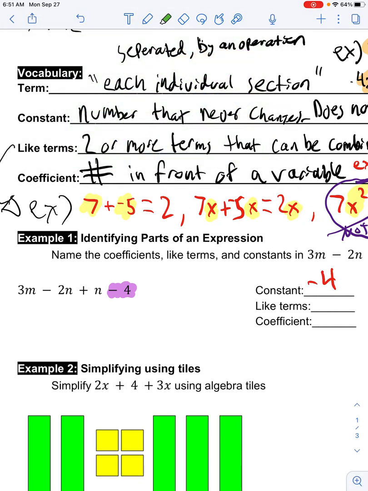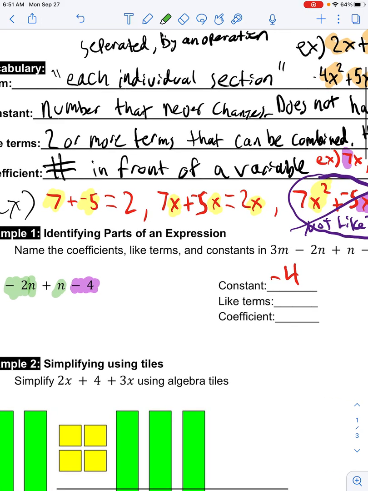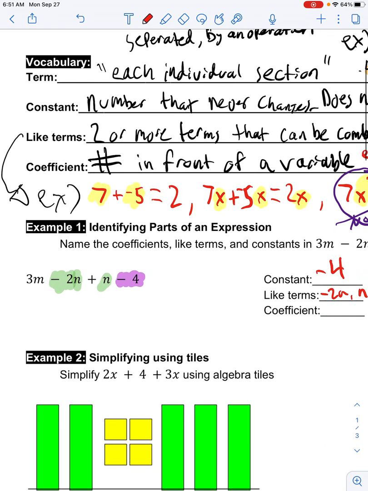My like terms are numbers that have the same variables. So again, make sure you include that negative. So I see a -2n and a +n. So my like terms are -2n and +n.